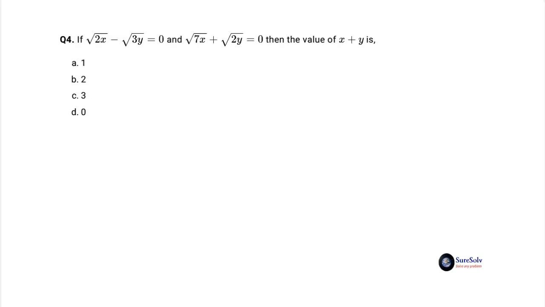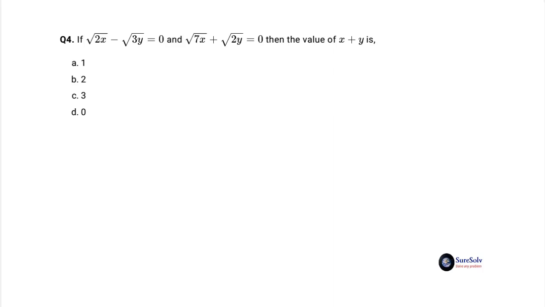Question 4 is, if square root 2x minus square root 3y equal to 0 and square root 7x plus square root 2y equal to 0, then the value of x plus y is option A 1, option B 2, option C 3, and option D 0. Don't get stopped by the variables under square roots. Essentially, you have two linear equations and you can easily eliminate one of the two variables even under square root by multiplying with suitable factor and adding or subtracting the two.